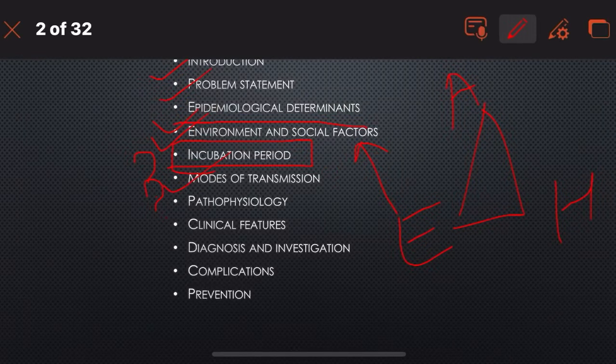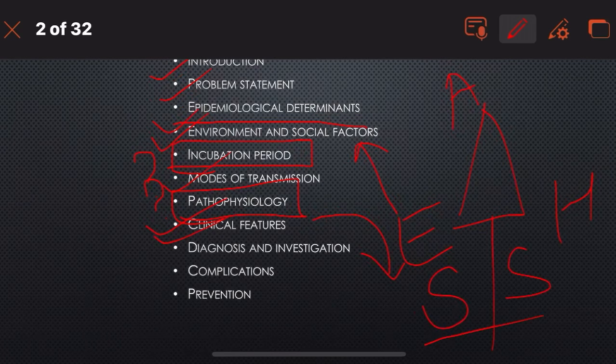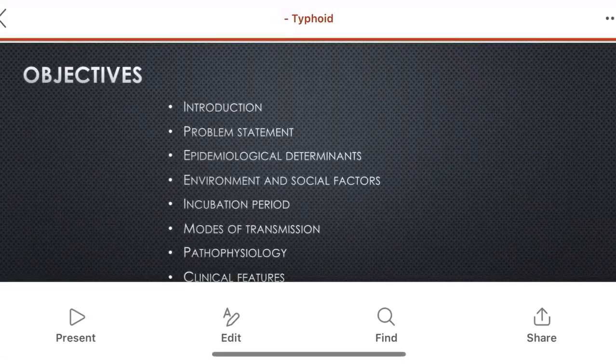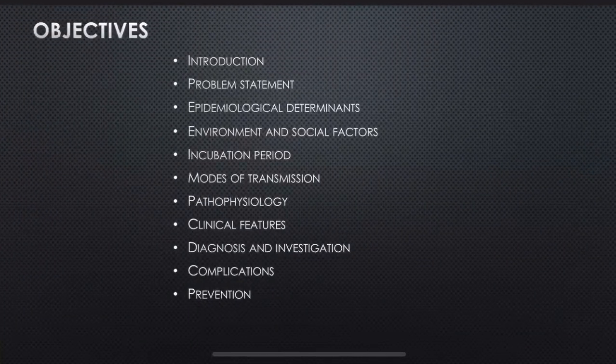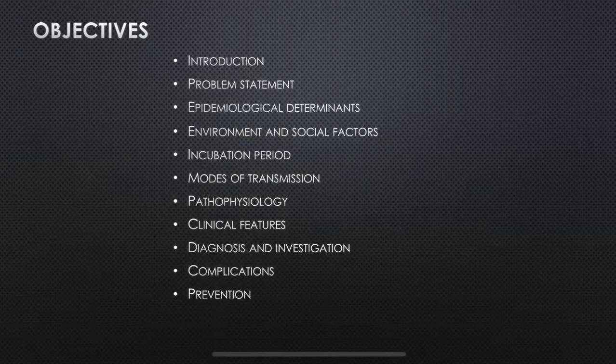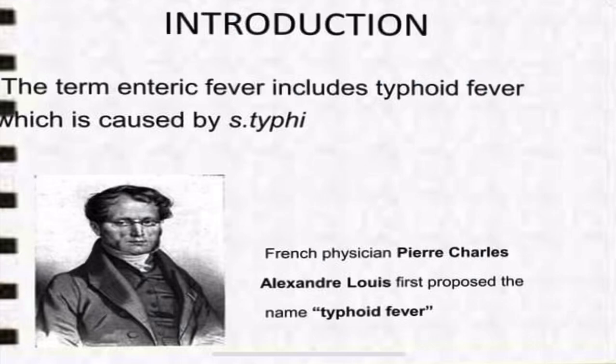what is the pathophysiology behind typhoid fever in the patient, and what clinical features, that is the signs and symptoms the patient presents with. How do we diagnose it as typhoid fever, and what are the investigations which have to be done, the complications which can arise due to typhoid fever, and how we can prevent typhoid fever in patients or in the healthy person. How can we prevent the occurrence of typhoid fever? In the patient, we can prevent the progression of the fever. Now, let us start with the introduction.